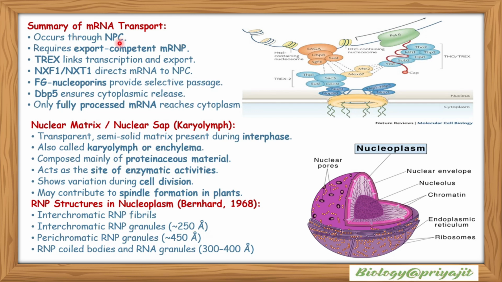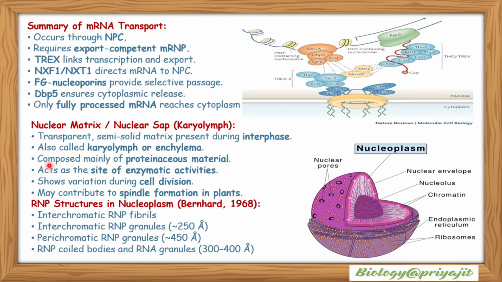It occurs through the nuclear pore complex. It requires an export-competent mRNP, or messenger RNA protein complex. TREX protein links the transcription and export processes. NXF1 and NXT1 direct the mRNA to move through the NPC, and FG nucleoporin proteins provide selective passage through the nucleus. DBP5 ensures cytoplasmic release. Only fully processed mRNA reaches the cytoplasm. This is the image showing the mRNA transport process.